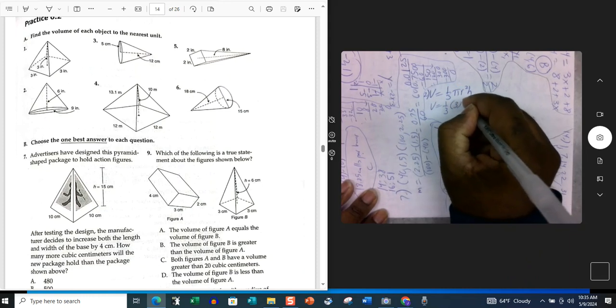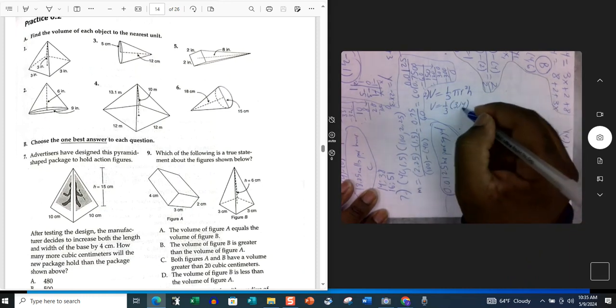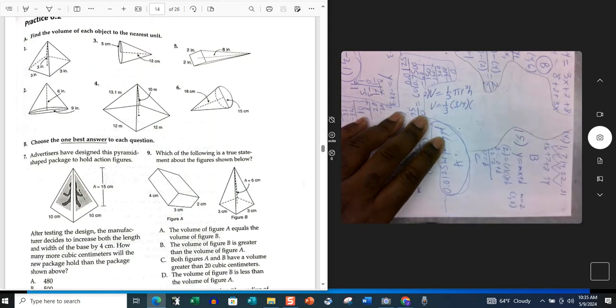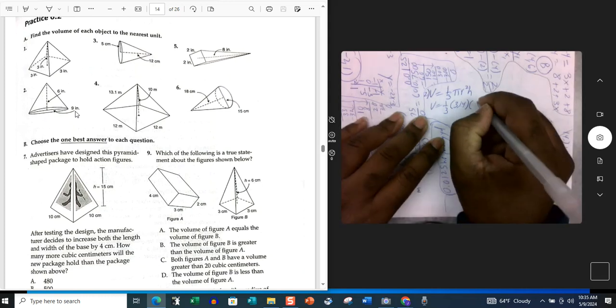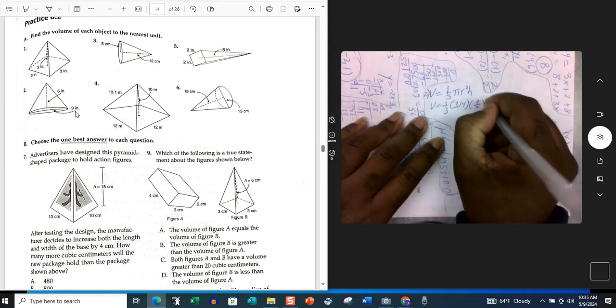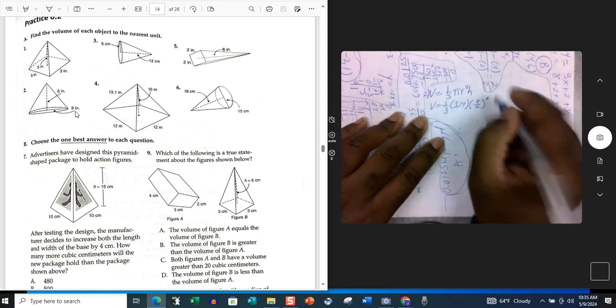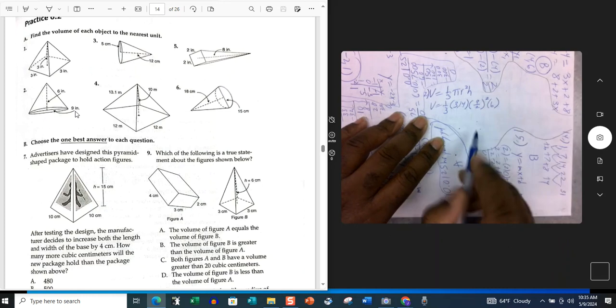Pi we'll rewrite as 3.14, the approximation, and then the radius. Now remember, this line here covers all of the circular bottom of the cone. So we have to take half of this. Half of 9 is, we could just put 9/2. So that would be the radius squared. And then the height is 6.